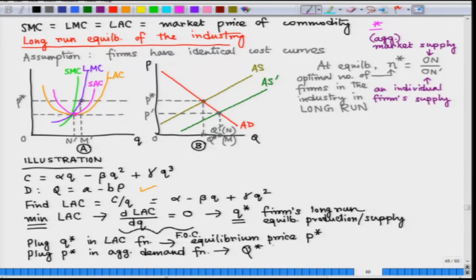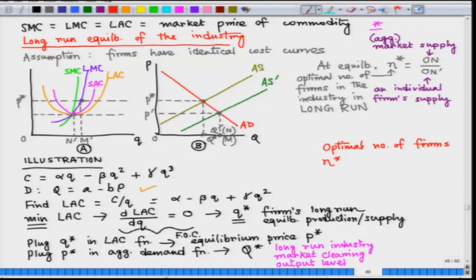So you know the long run industry or market clearing output level as well, right. So you do not require anything more to find out the optimal number of firms in the market. You just have to divide capital Q star by small q star. Okay, so we are done with the firm's and industry's long run equilibrium.